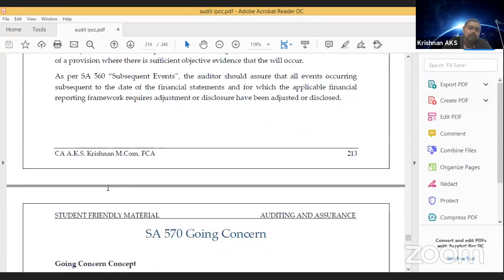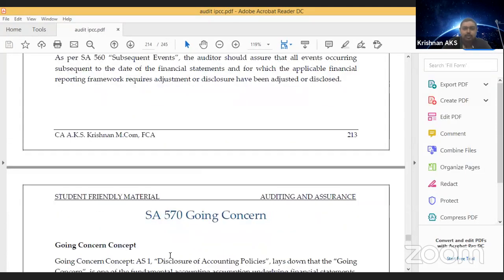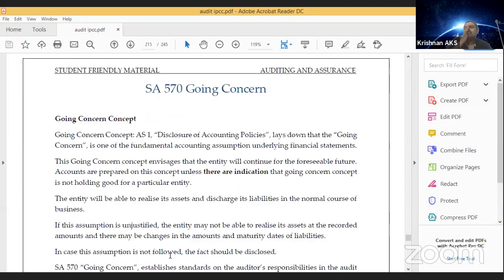Today's fourth standard is 570, going concern. I think by today we will complete the 500 series because 580 is the last standard. So mostly we will complete that also today. Now 570, going concern. See, going concern is a fundamental accounting assumption. Who has to make sure that going concern is appropriate? It is a duty of the company, the management, to make sure their assumption is appropriate.